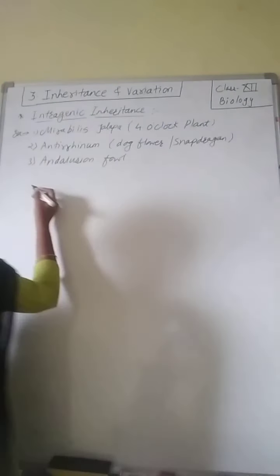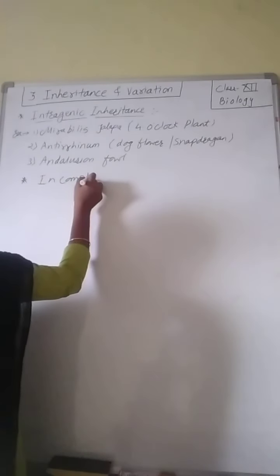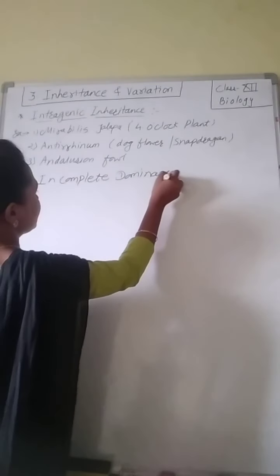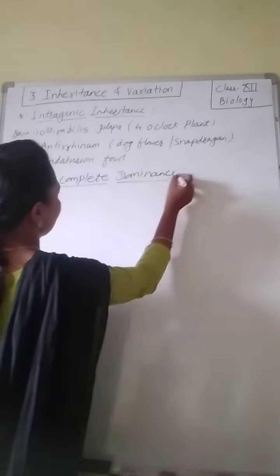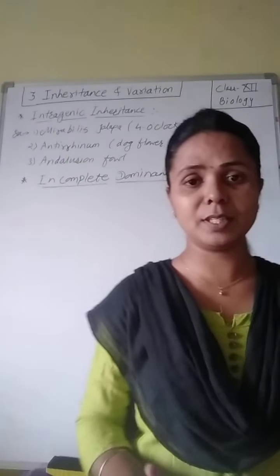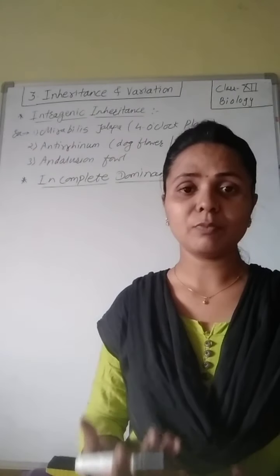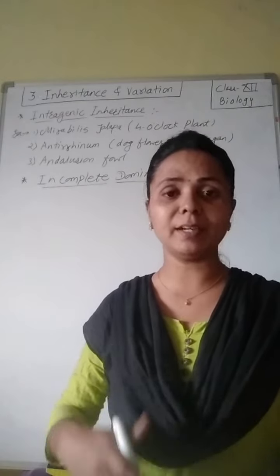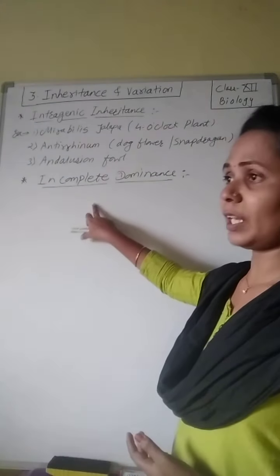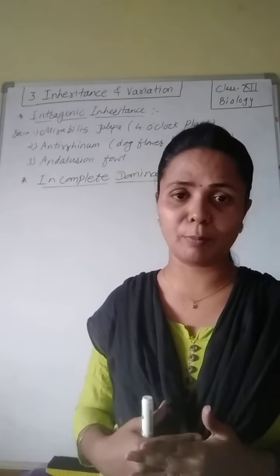So the first example is incomplete dominance. The word itself shows it: according to Mendel's first law, one gene is completely dominant over the other gene. But here one gene is not able to completely dominate the other gene, meaning there is incomplete dominance.